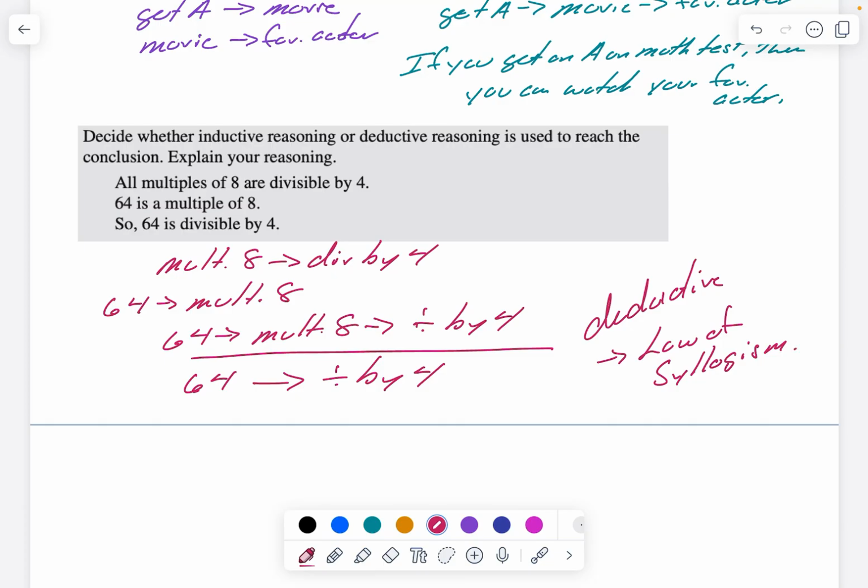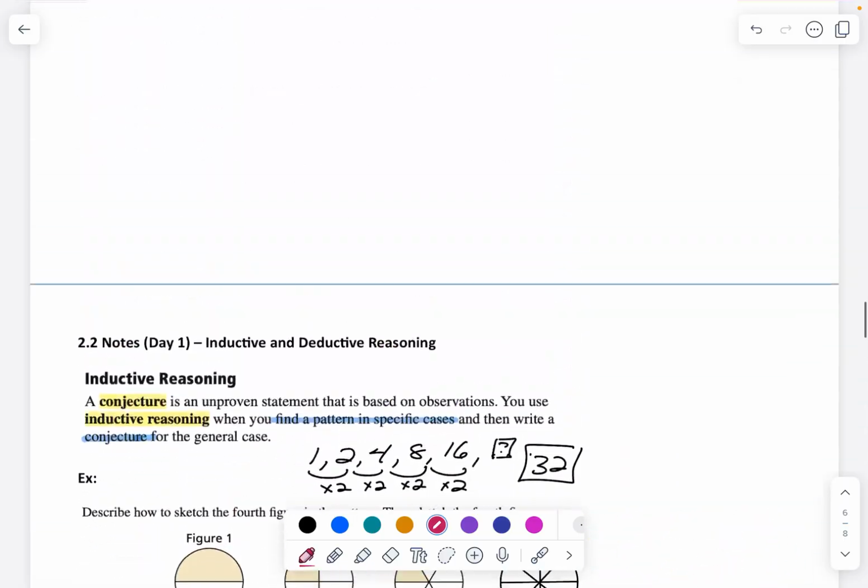And there you go. All of section 2.2, days 1 and 2.